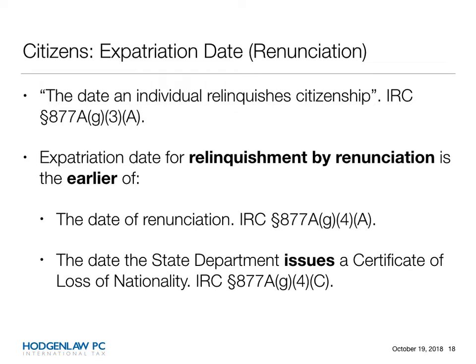So the code says the expatriation date is the date on which an individual relinquishes citizenship, and then it goes on to say the expatriation date is defined as the earlier of two events in this person's life. The actual date of renunciation, so again, that's when you're in the embassy signing the paper and saying the magic words, or the date that the State Department issues a certificate of loss of nationality. So this is the official document that says you are no longer a U.S. citizen.